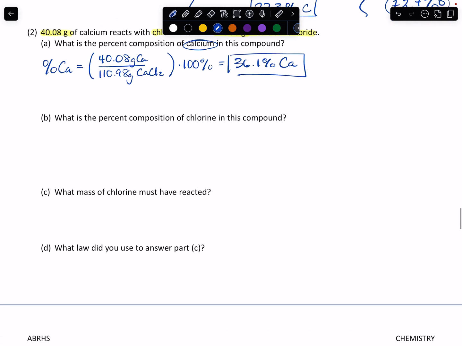All right. Part B, what is the percent composition of chlorine in this compound? Well, since there's only two elements, I know that the rest of that 100% must be the chlorine. All right. So 36.1% subtracted from 100 is going to tell me the percentage of chlorine. So 63.9% of the compound is comprised of chlorine by mass.